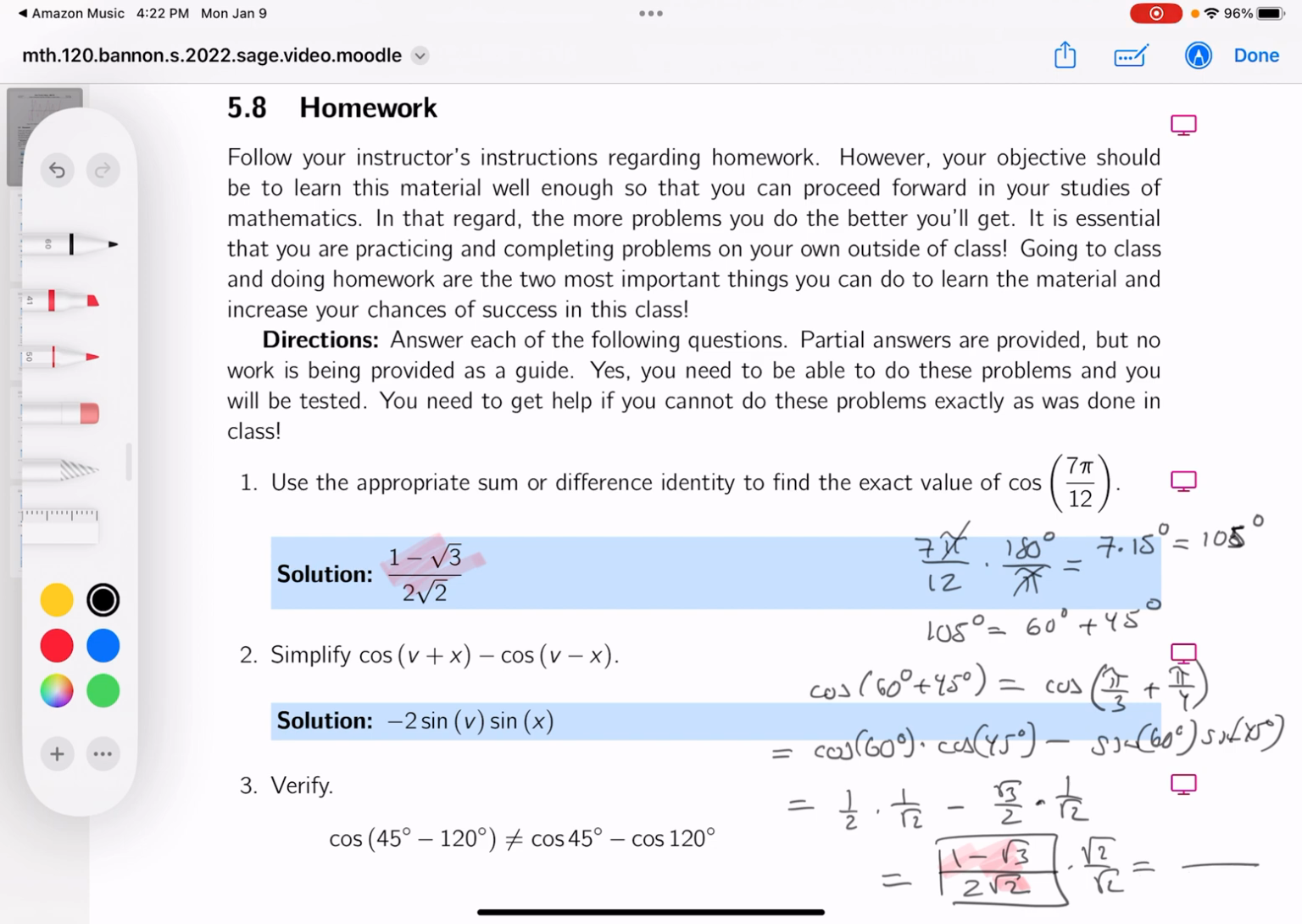What would that give you? On the bottom, it would give you 4. On the top, you get root 2 minus root 6. And that's also a fine answer. I think this one looks easier for me to write down now. That's why I put it down.